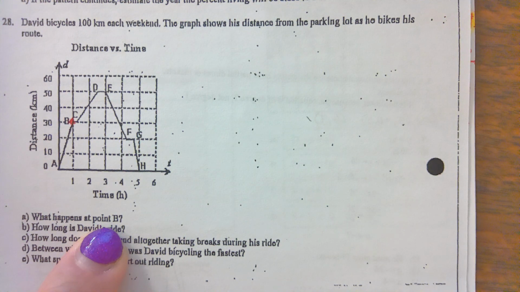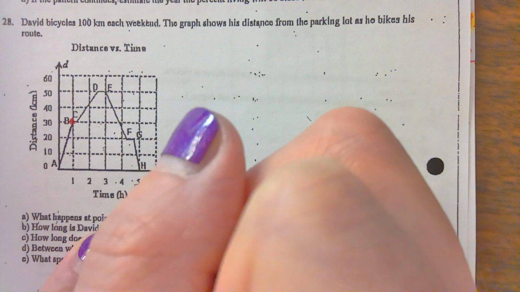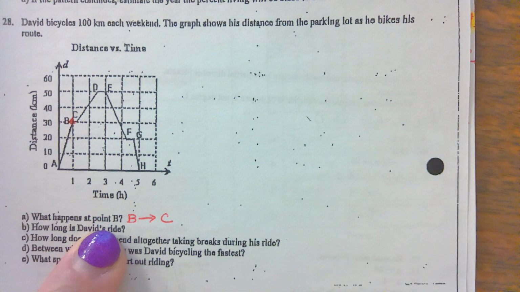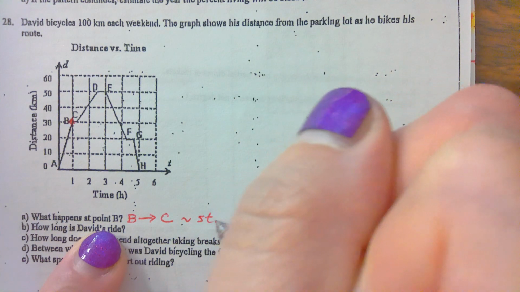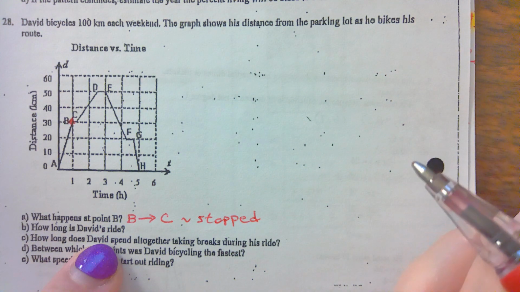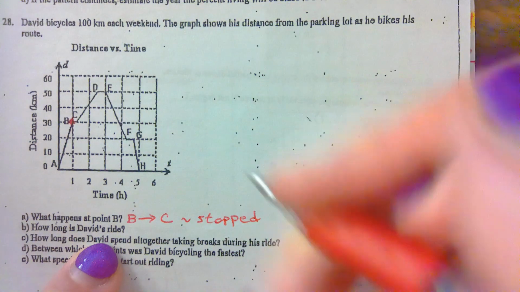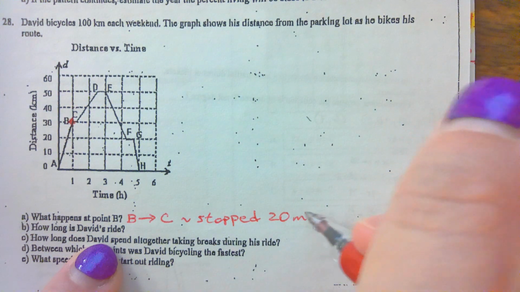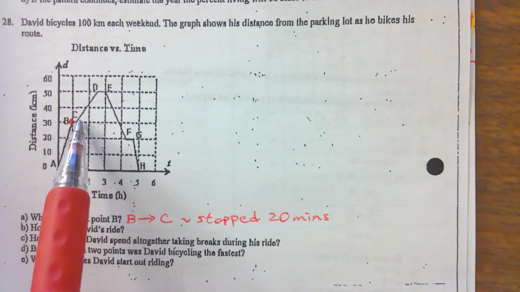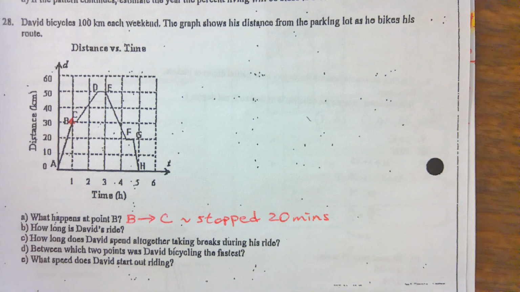Emmy? Yes. The person doesn't go anywhere. Which means, AKA, this is a bike ride. David is riding a bike. So if he's not going anywhere, he stopped. Yeah. How long did he stop for? Around half an hour. Looks like a little less. I'm going to be picky. I'll say 20 minutes. Yeah, it looks a little bit less than half, so I'll say about 20 minutes.